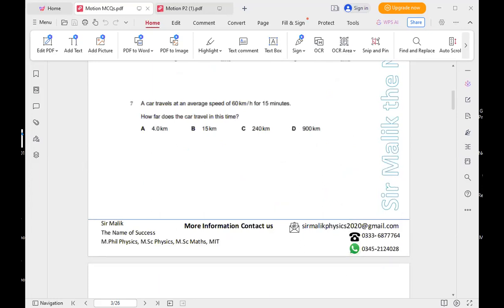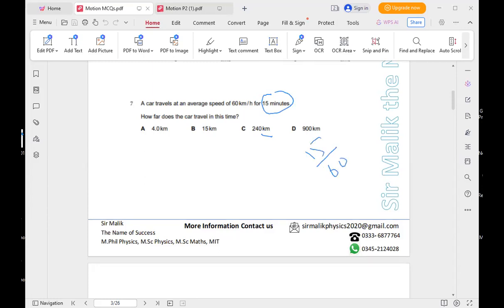Okay, now come to question number 7. A car travels at a constant speed of 60 km per hour for 15 minutes. How far will the car travel? They want to know about the distance, in kilometers. So first convert 15 minutes into hours.